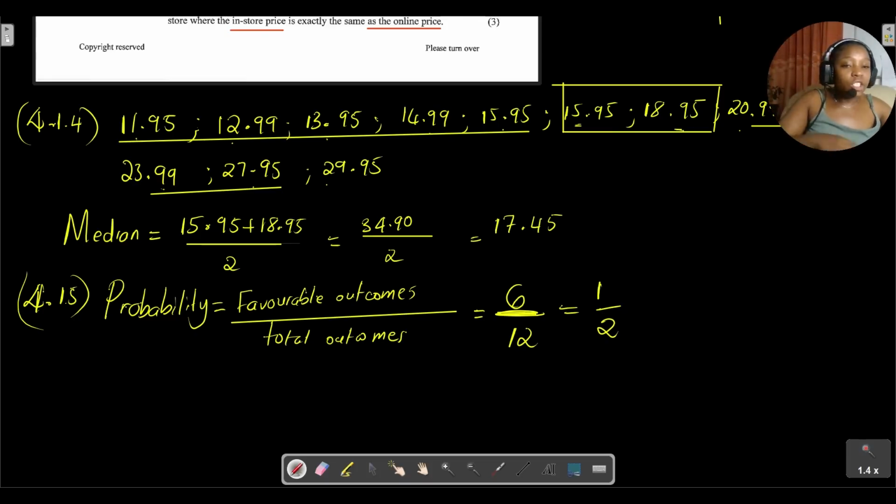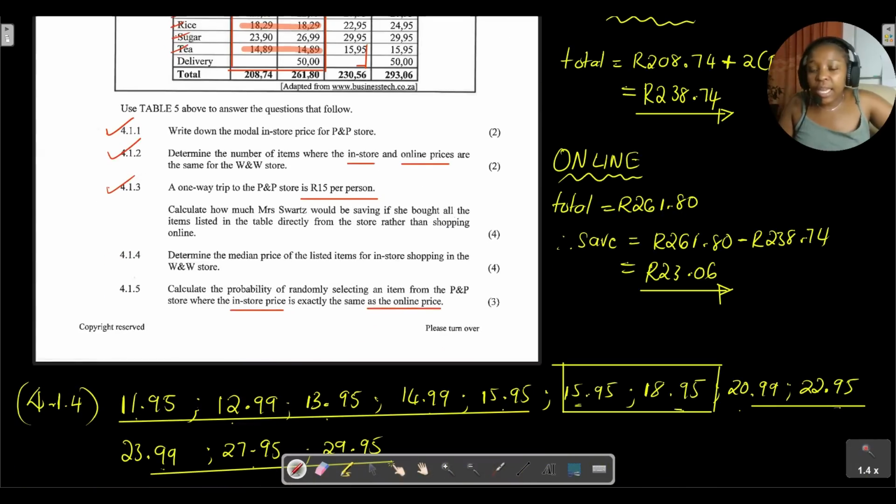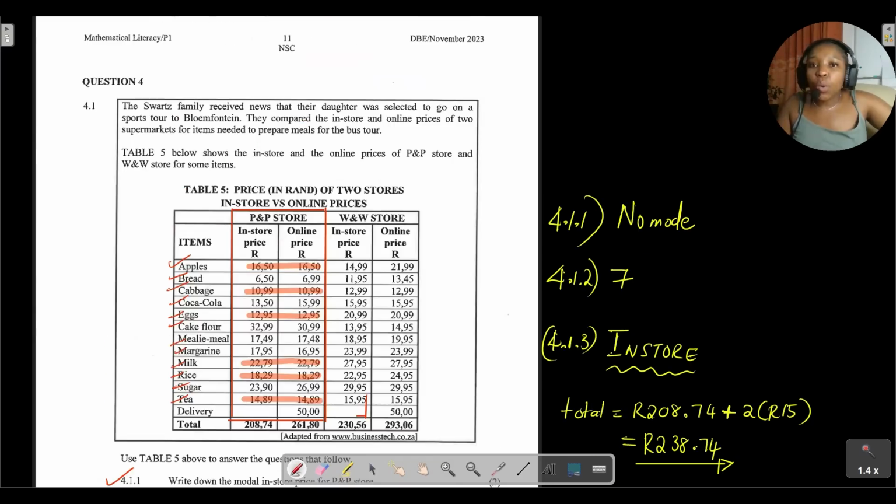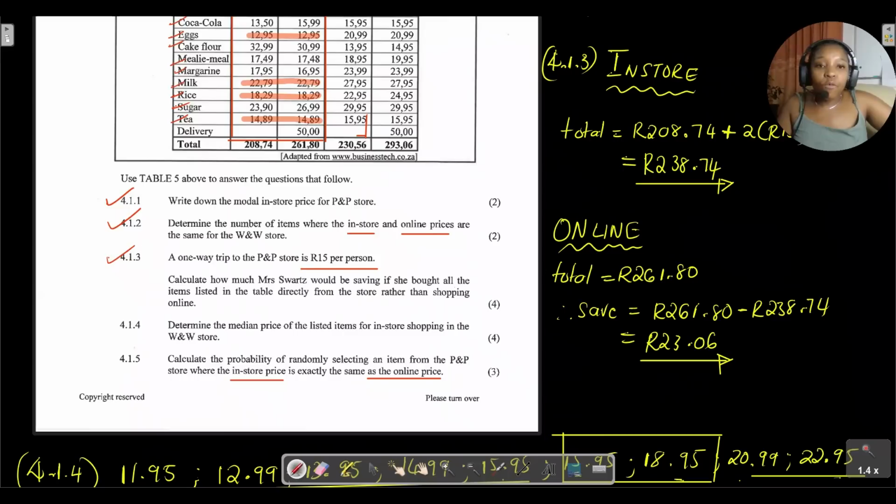Also, your calculator can just do that for you. So that's the probability. They were not specific on how we need to leave our answer, so we can just leave it as a fraction. If you want to leave it as a decimal, 0.5, you can also do that. Okay, so we've basically answered the whole of question 4.1.